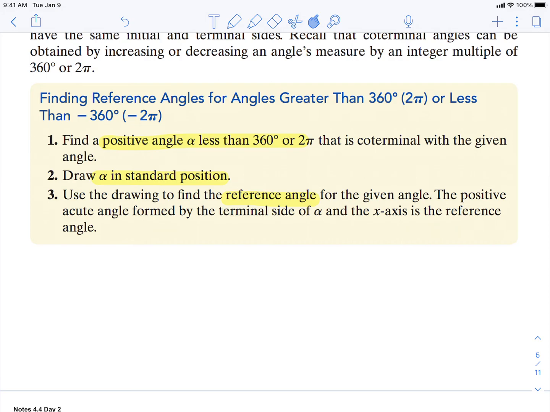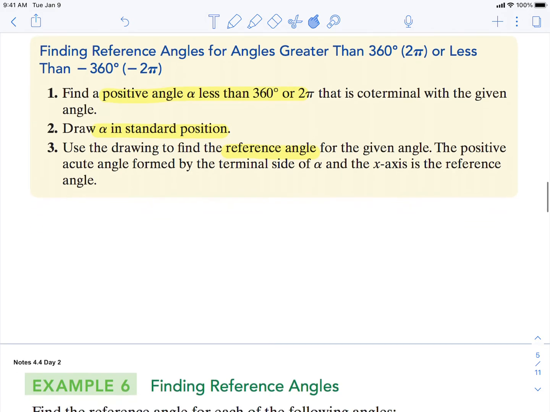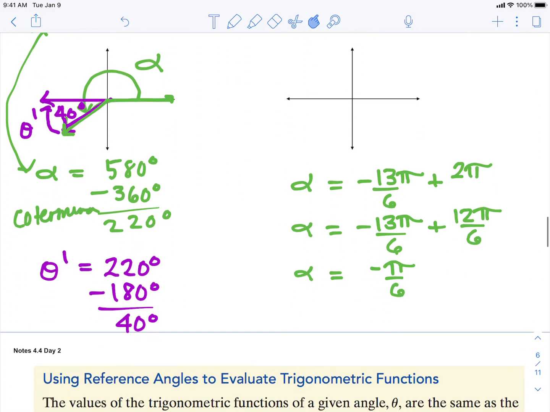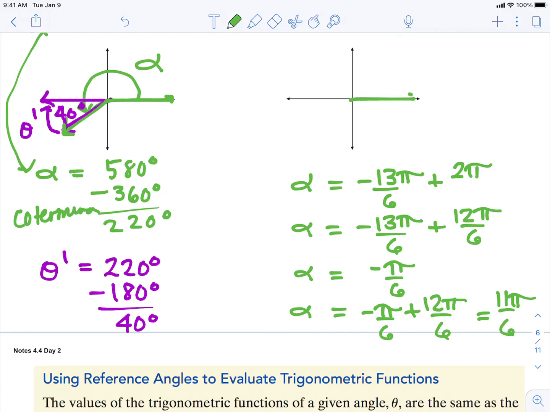It wants us to find an angle between 0 and 2 pi. So then we're going to add another revolution, giving us 11 pi over 6. So that's the coterminal angle we're going to work with. There is alpha, which is 11 pi over 6.